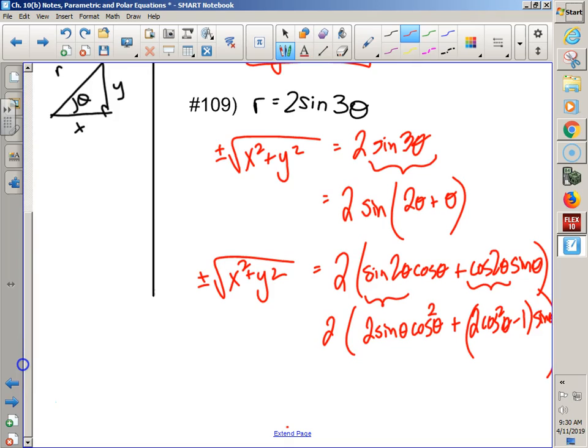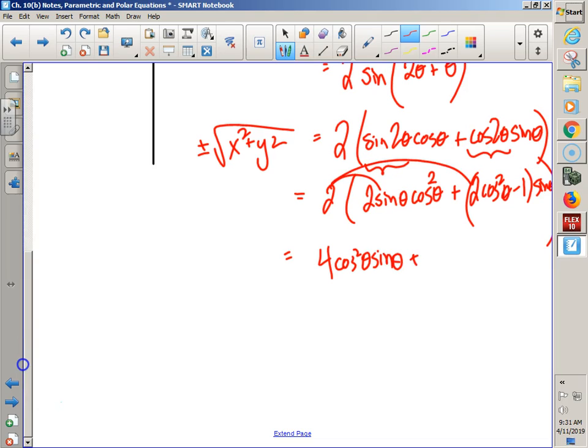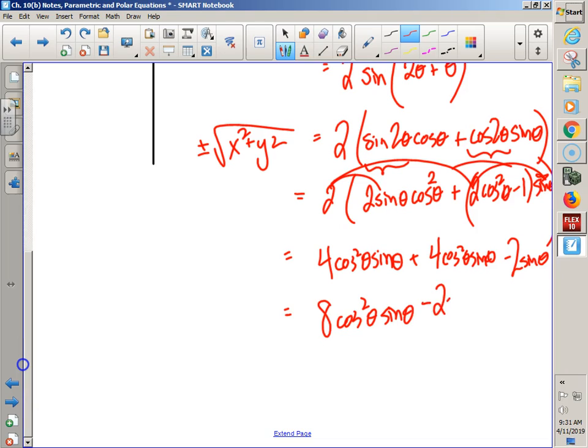You're welcome. I'm just showing how nasty it could get. So then that's going to end up being 4 cosine squared sine theta plus, maybe I'll move them over there instead. The 2 sine goes in, that'd be plus 4 cosine squared theta sine theta. And then the 2 sine goes in there, minus 2 sine theta. Oh, hey, those combine, that's pretty. So 8 cosine squared theta sine theta minus 2 sine theta.